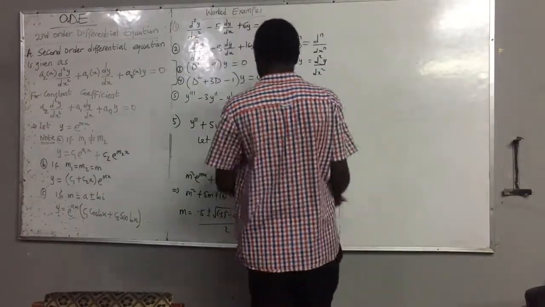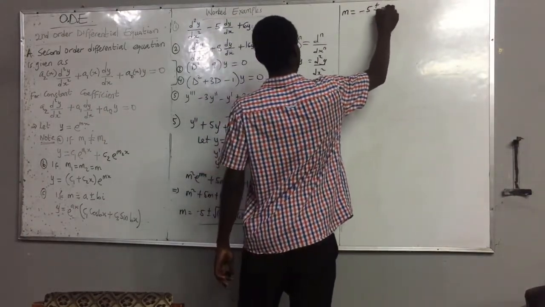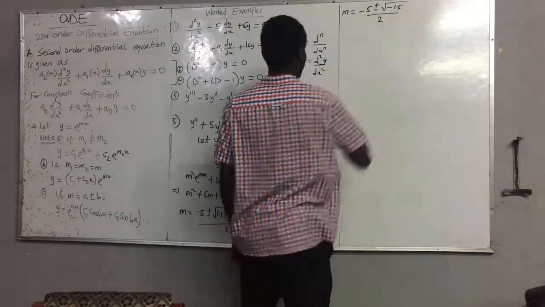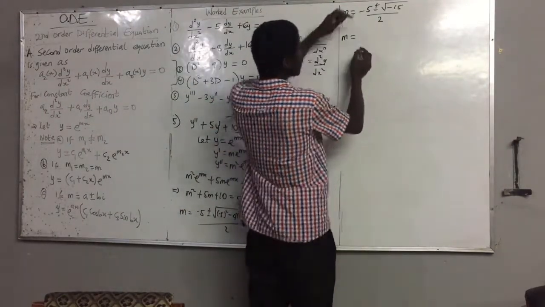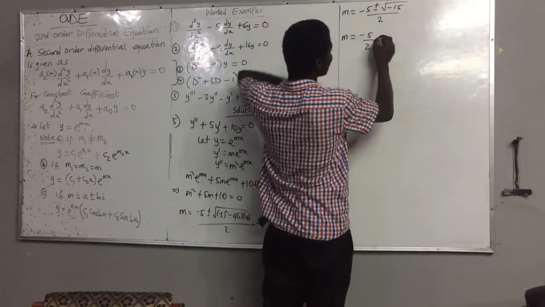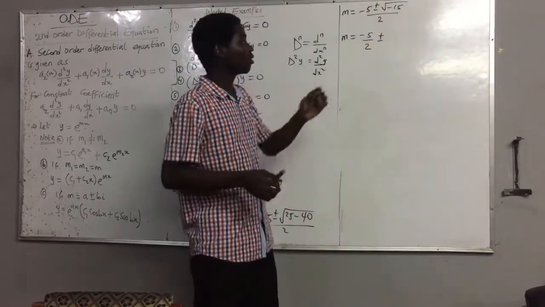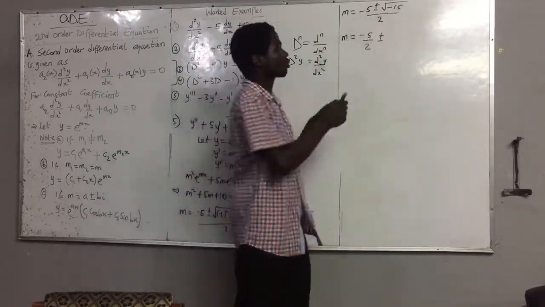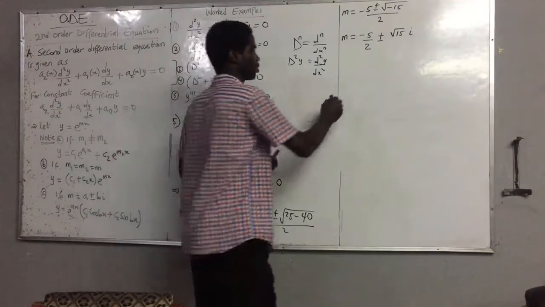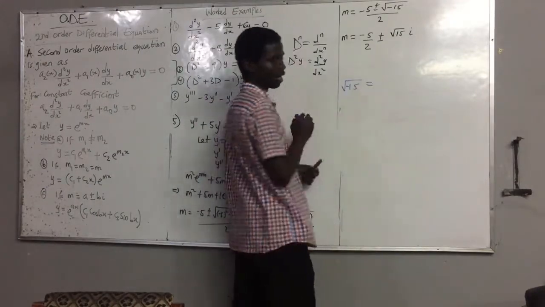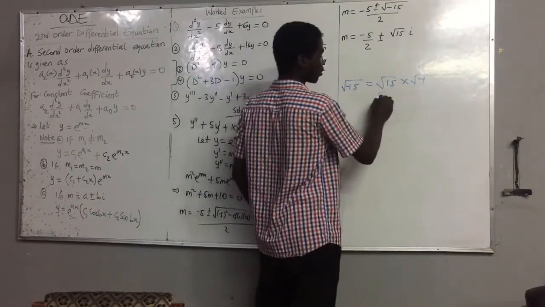So 25 minus 40 is minus 15, so m is equal to what? Minus 5 plus or minus square root of minus 15, all over 2, right? So now separate it. That means this is minus 5 over 2 plus or minus this. You know that whenever you have square root of minus 1, it is i from complex numbers. So this is plus or minus square root of 15 i, because minus 15 is square root of 15 times square root of minus 1. What is square root of minus 1? i. So this is the square root of 15 i.